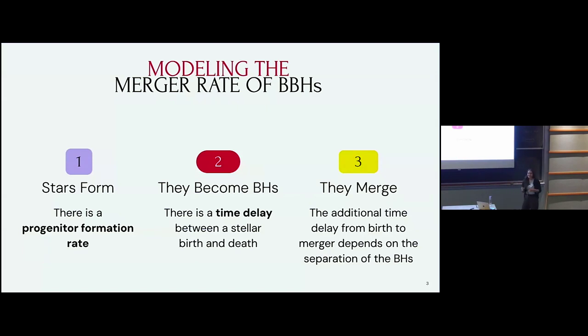If we want to attach physical meaning to the curves that I showed on the last slide, we need to have a physical interpretation of what's going on. So we start with stars forming. So there's some progenitor formation rate that the merger rate is related to. This could be the star formation rate or some modified form of that, taking into account metallicity. And then these stars aren't immediately forming and merging as black holes. There's some time delay between the event of formation and the merger.